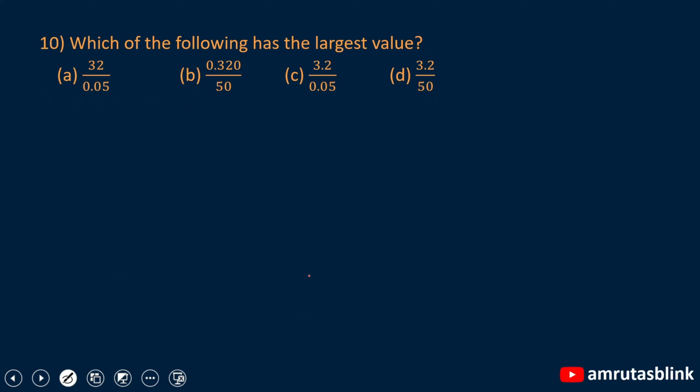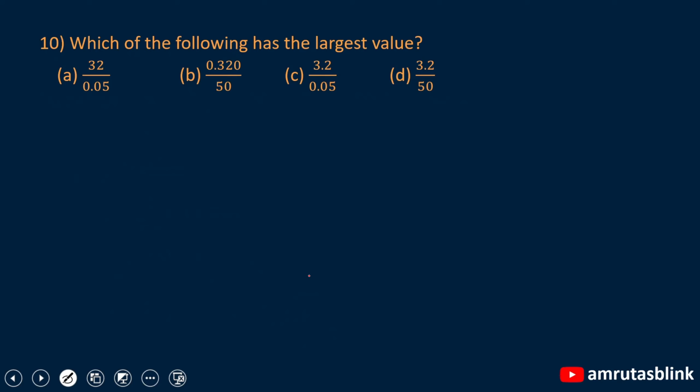We'll move to question number 10. Which of the following has largest value? Now in the previous problem we needed to find out the smallest value. Now here we need to find out the largest value. 32 divided by 0.05, 0.320 divided by 50, 3.2 divided by 0.05 and 3.2 divided by 50.